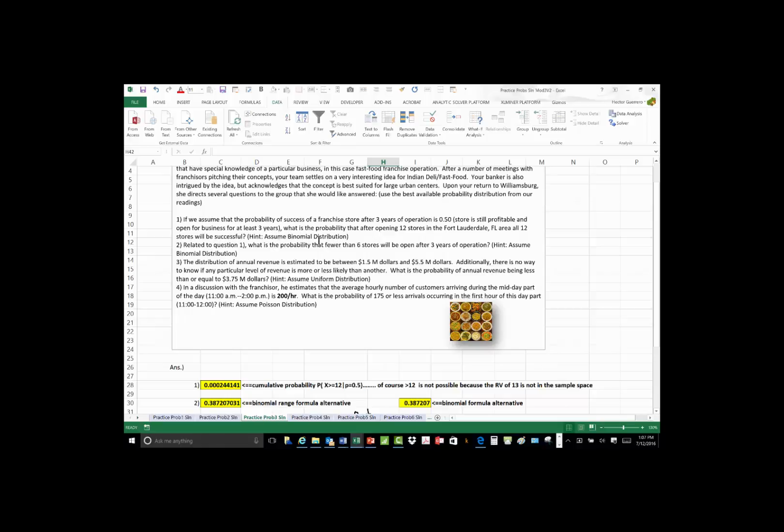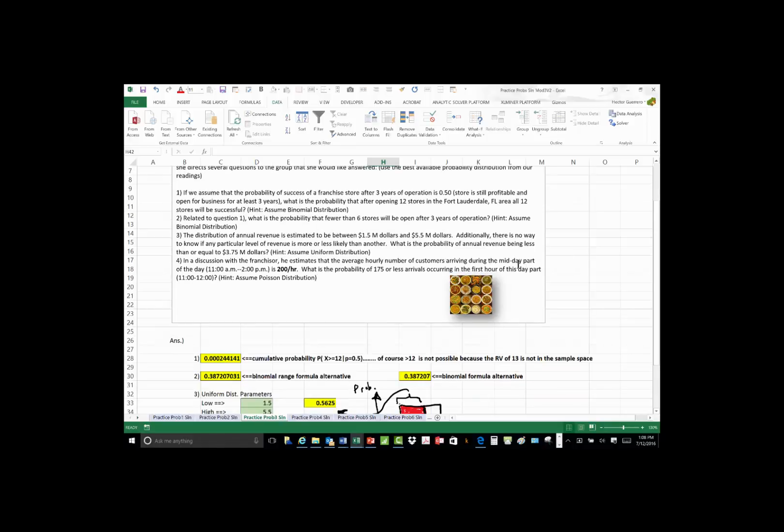Well, I give you a hint that this is a binomial distribution, and it is. It's the probability of success of a certain number given a certain number of trials that has a certain probability of success for all trials. So it's highly unlikely that all 12 are going to succeed if you've got a 50-50 chance that an individual store will survive. So how do we calculate that? We use the binomial distribution function.